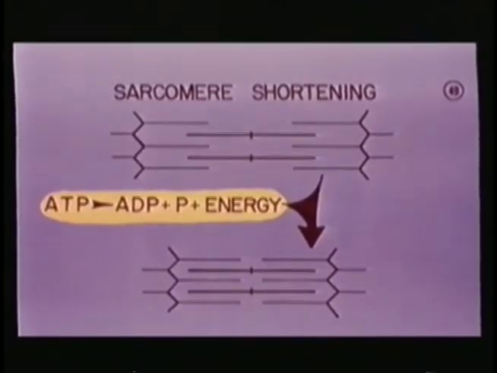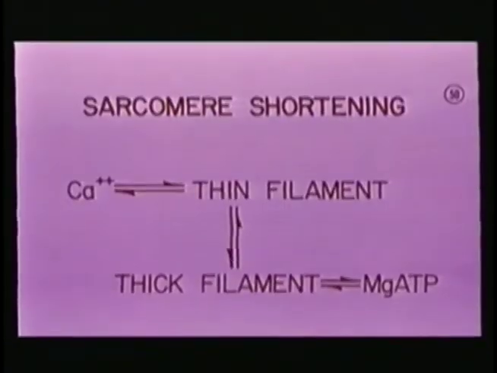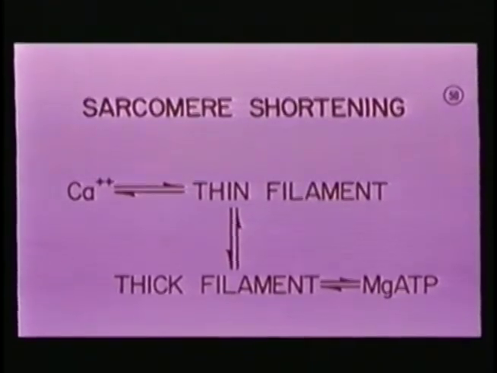Slide 49. Sarcomere shortening, however, requires filament interaction and a source of energy. The immediate source of energy for filament interaction is provided by the hydrolysis of the terminal phosphate of the ATP molecule. Slide 50. The mechanism by which sarcomere shortening progresses is not known for certain. There is, however, a rich body of evidence indicating that it progresses as a consequence of interaction between the thin filament, calcium, magnesium ATP, and the thick filament.